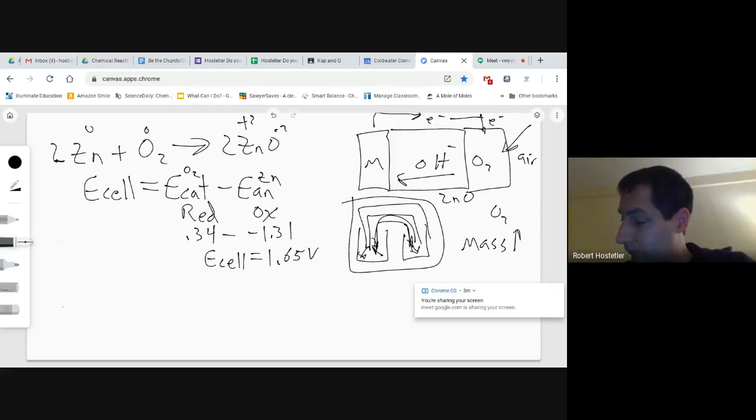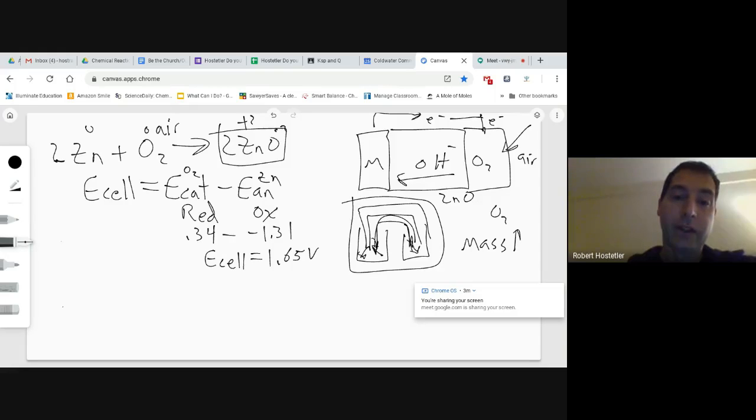In 2, I just did that. You want to talk about the reaction and how this oxygen comes from the air. And so our product has mass in it from the O that we didn't have in the cell to start with. So that's why the mass is going to go up.